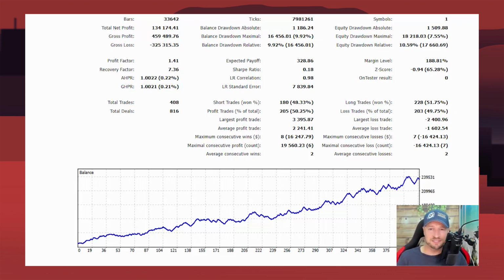Now, it's based all on market structure. I'm going to show you how I automated market structure in a second and the strategy that sits behind it. So let's jump in a price chart and check it out.